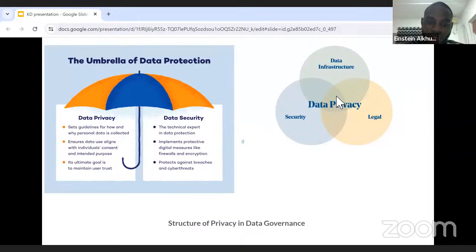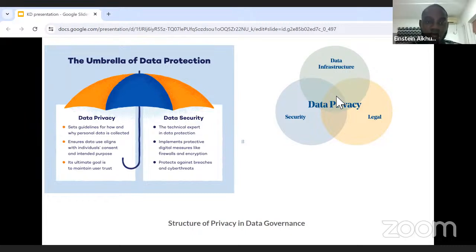Now, the structure of privacy in data governance. Under the umbrella of data protection is data privacy. Data privacy sets guidelines for how and why personal data is collected. Data privacy ensures data use aligns with individual consent and intended purpose. Its ultimate goal is to maintain users' trust. You understand what I'm saying? With data privacy, you are entrusting your data to the organization by giving them your data. So as a result of that trust, they are supposed to protect it at all costs.